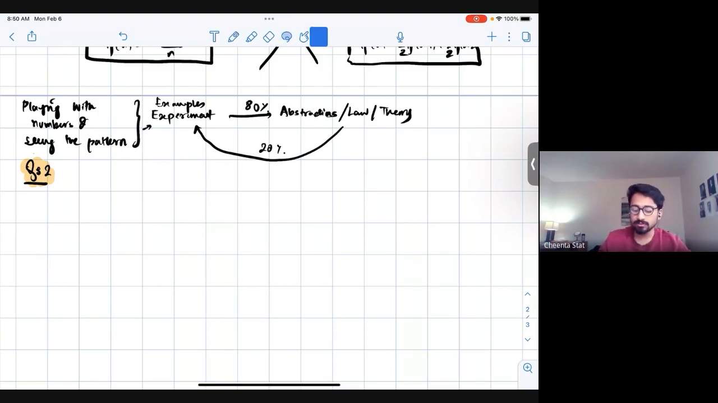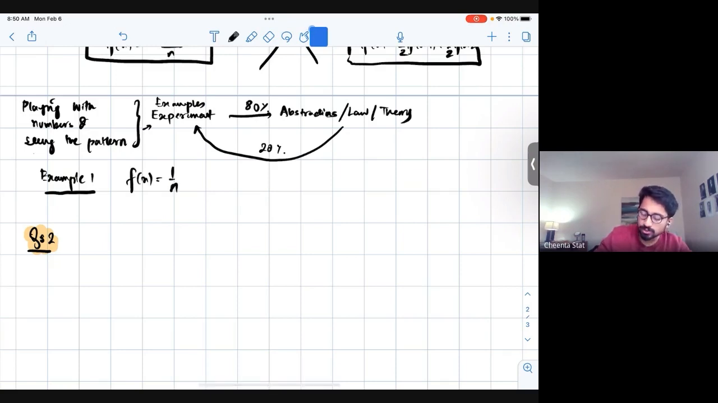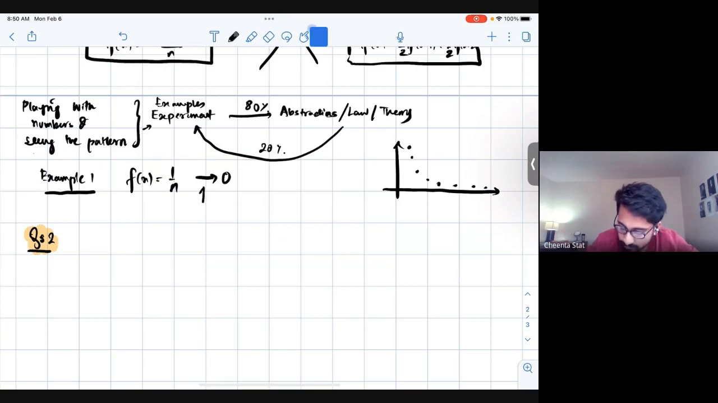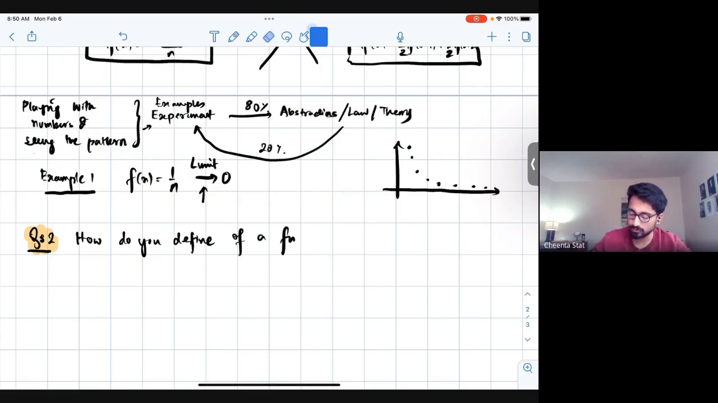So what they did was they were trying to understand the limiting behavior, so they looked at examples. If you take f of n to be 1 by n, it was approaching 0, okay? If you even draw it, you will see it's approaching 0. But they wanted to understand what is the meaning of this approaching 0. So they called it limit. So the question is, how do you define a limit of a function, of a sequence?